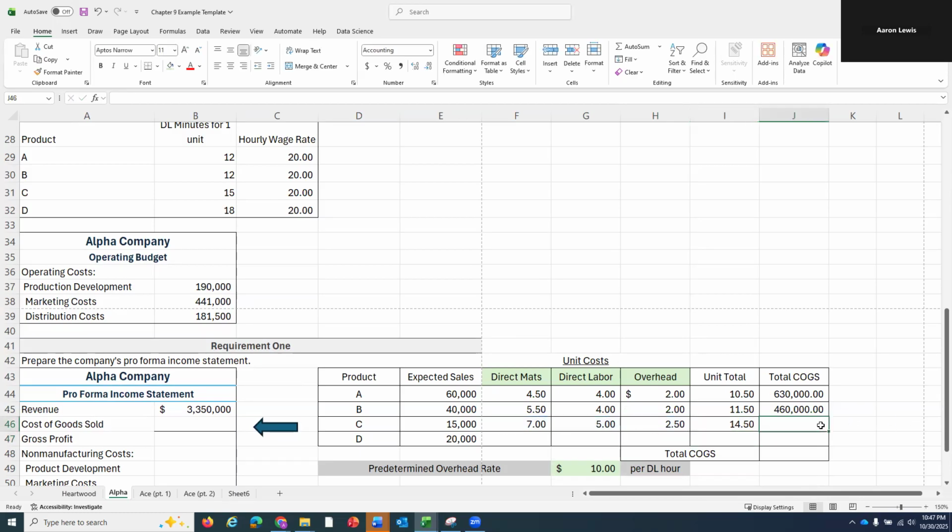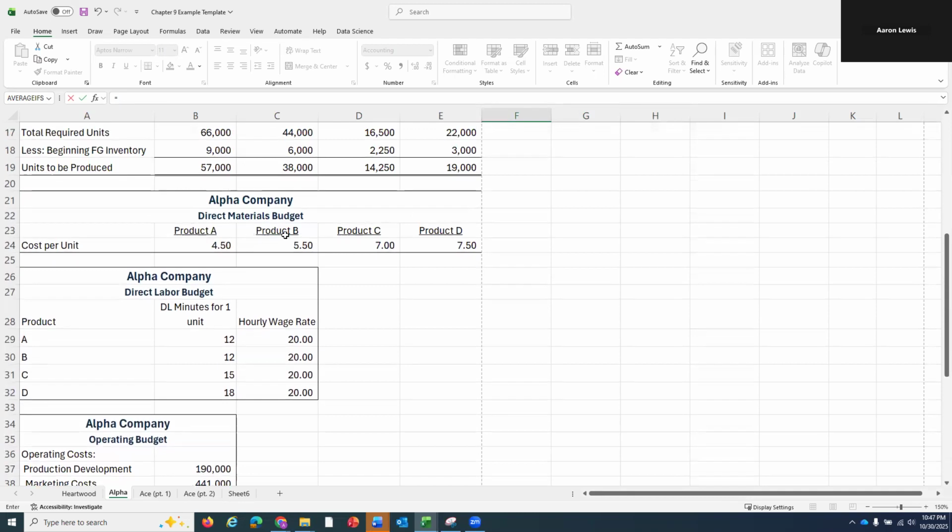And then now my unit total for these three, I sum them up, and I come up with $14.50. Now, to figure out my total COGS from that product, I can take the 15,000 units of expected sales, multiply it by the $14.50 cost per unit, and it goes up to $217,500.